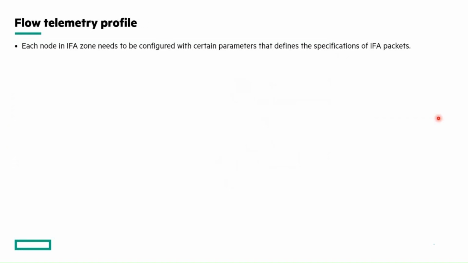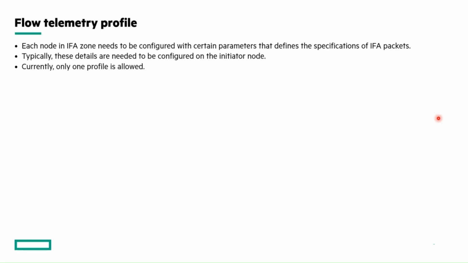So now, as I was mentioning, we will be talking about the flow telemetry profile. Each node in the IFA zone needs to be configured with certain parameters that define the specifications of the IFA packets that are reaching that node. Typically, these details need to be configured on the initiator node, and that's where most of the telemetry profile details are updated. Currently, only one profile is allowed at the system level, and there is only system-level configuration available. A flow telemetry profile is set up by the user to specify values for underlying parameters.